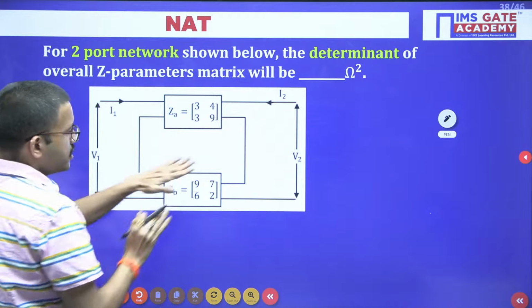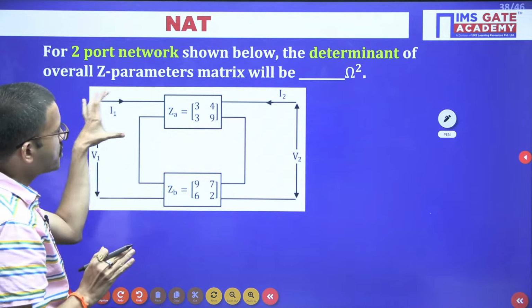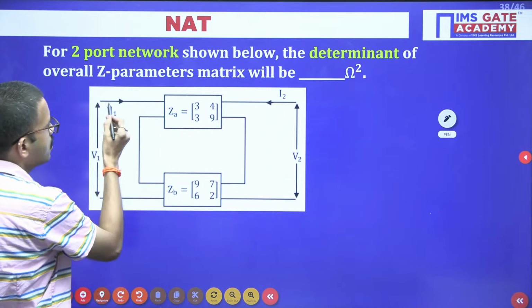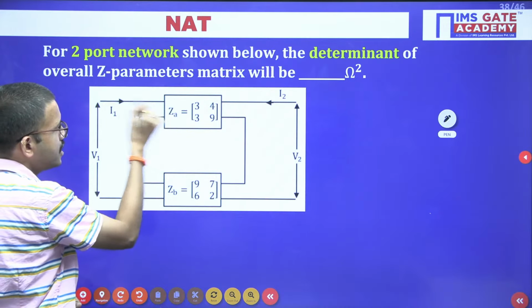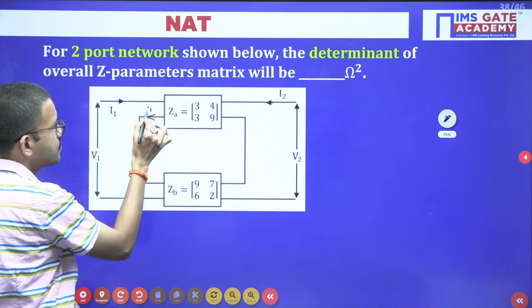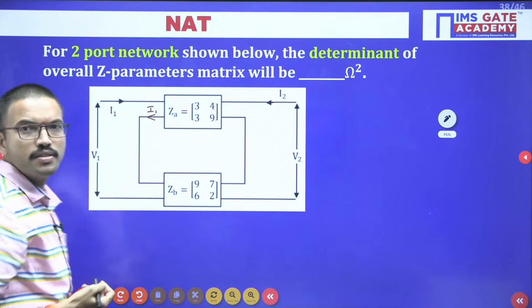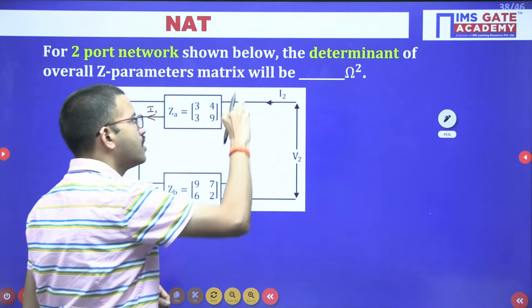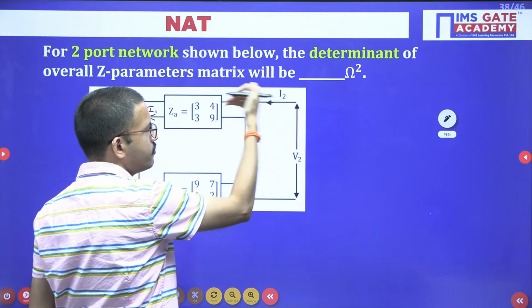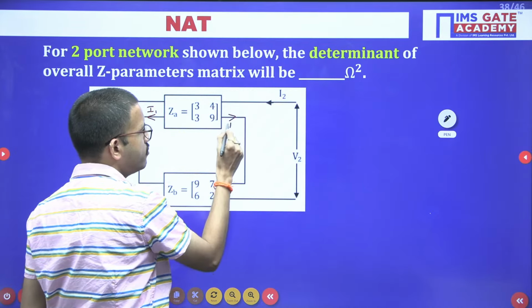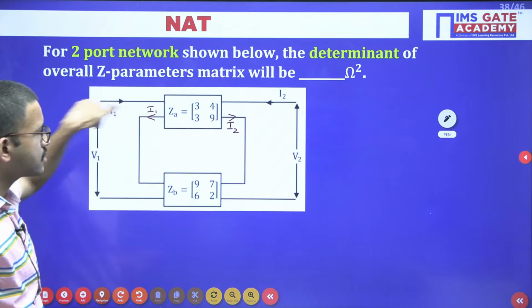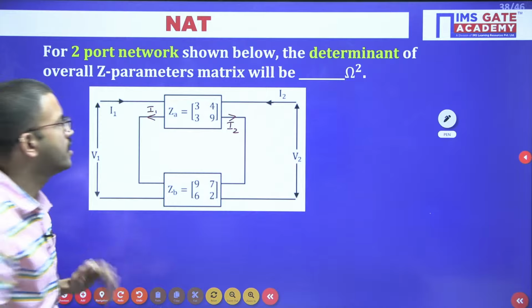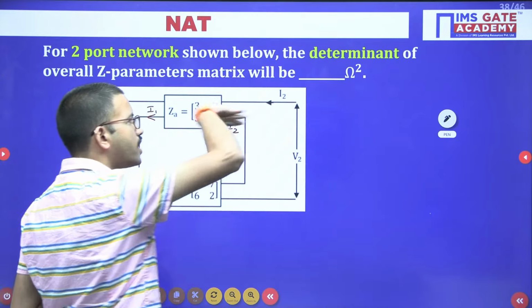Forget about this two-port network. When you have only this two-port network, this is port 1. Here I1 current is entering like this, which means the same current will leave from the other terminal of port 1. Similarly, at the second port, if I2 current is entering, the same current will leave. For any network, if some current is entering, the same current should leave.